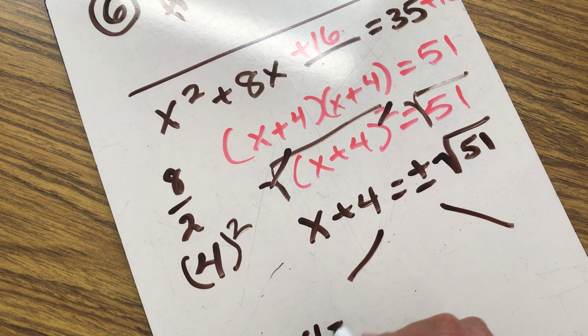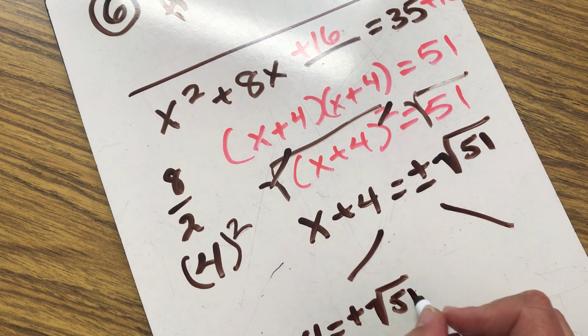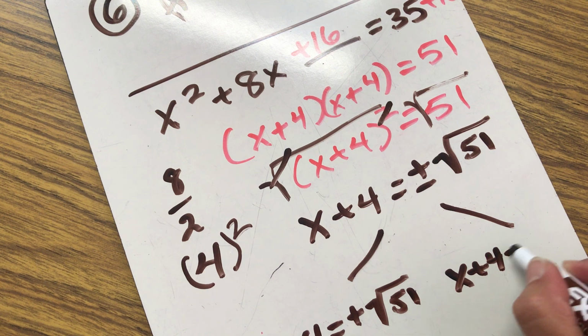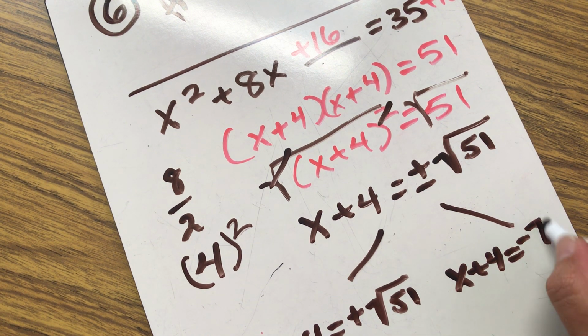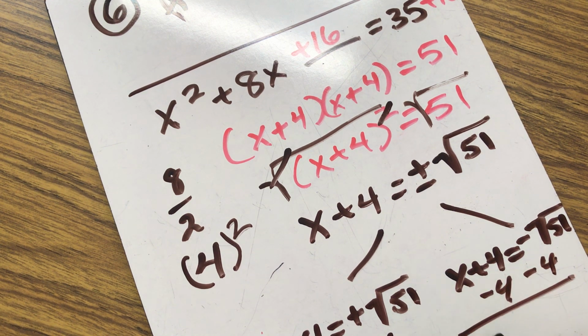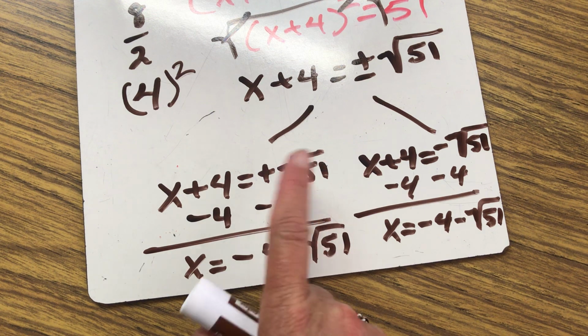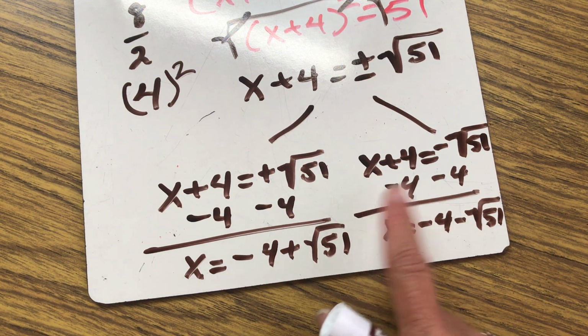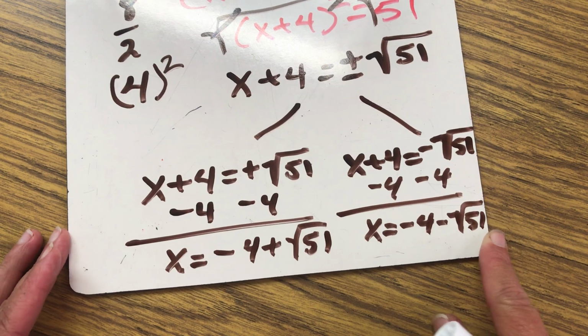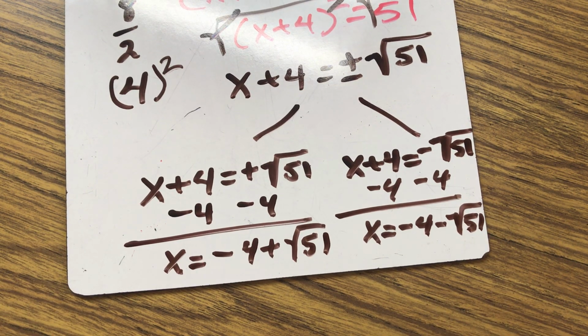x plus 4 equals the positive of this square root, and x plus 4 equals the negative of this square root. And then we're going to minus 4 on each side. Cool. x equals minus 4 plus the square root of 51. And x equals minus 4 minus the square root of 51. Oops, sorry about that. There we go. So I minus 4 from each side. They're not like terms. I just write them side by side. I minus 4 from each side, and again, I just write them side by side because they are not like terms. Okay, that's our final problem.